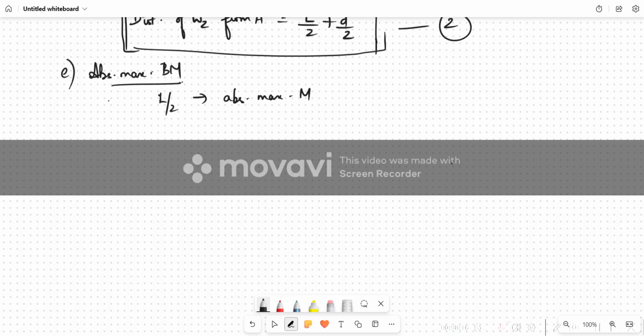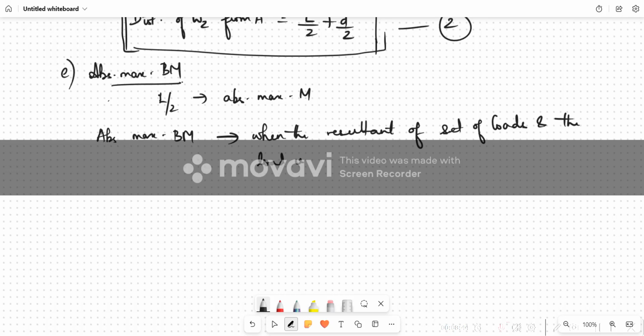So for absolute maximum bending moment, what you can write as a sentence is that you can conclude that absolute maximum bending moment happens when the resultant of the set of loads, or all the loads, and the load under consideration, that is in this case W2, are equidistant from the center of the beam. Then you can say that there is an absolute maximum bending moment.